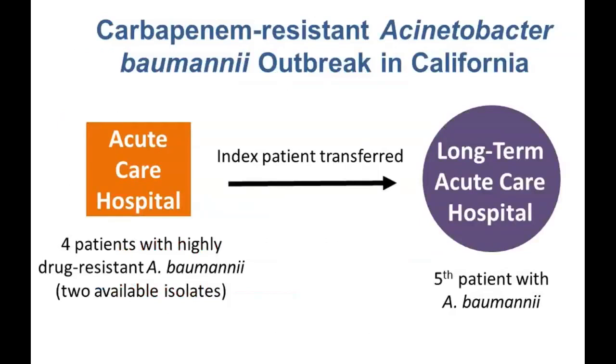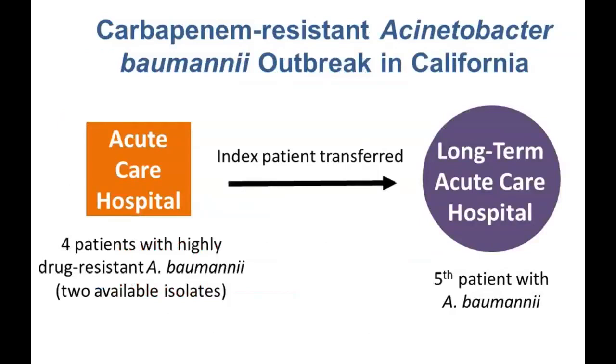This is an illustration of an outbreak where whole genome sequencing helped to identify both a rare carbapenemase variant as well as the likely route of transmission. The 4 cases of carbapenem-resistant Acinetobacter were identified at an acute care hospital, though only 2 of those isolates were available for whole genome sequencing.